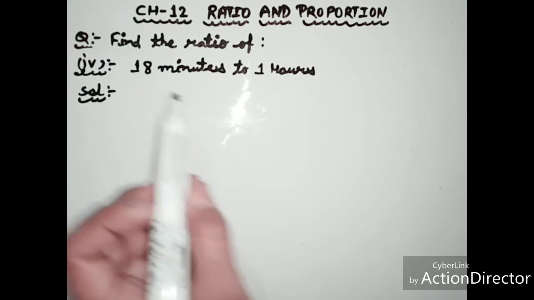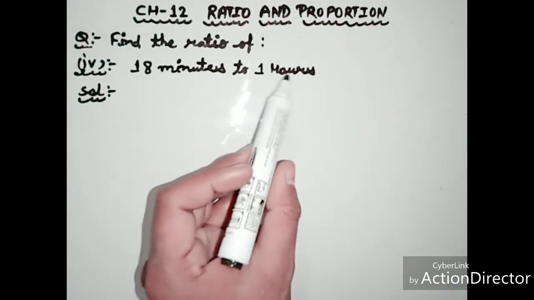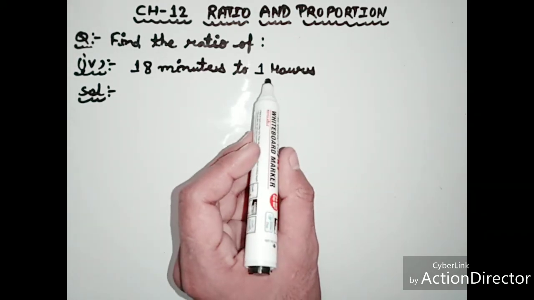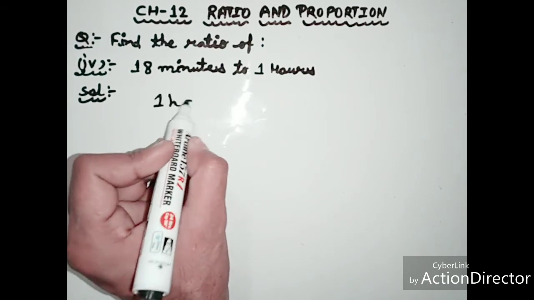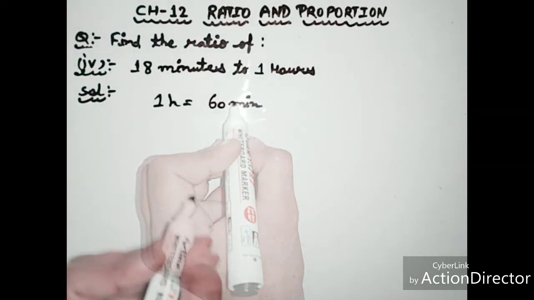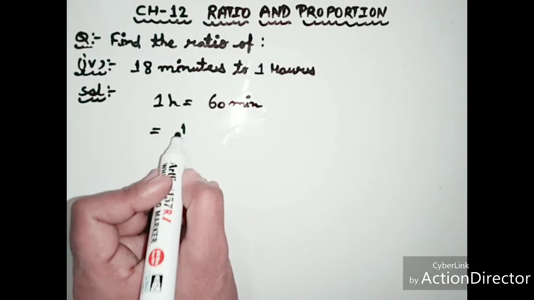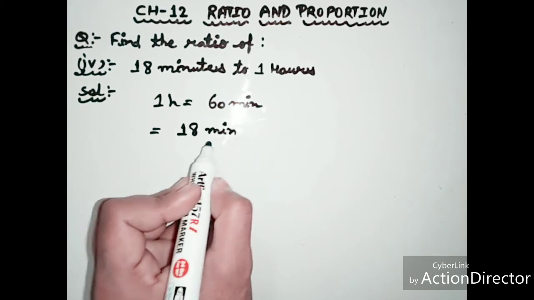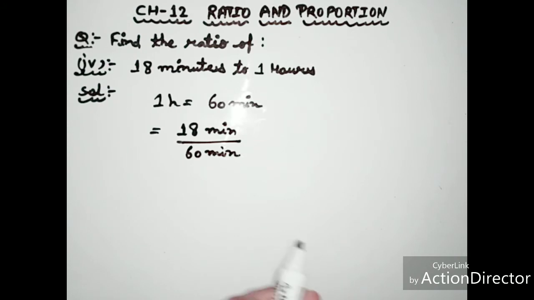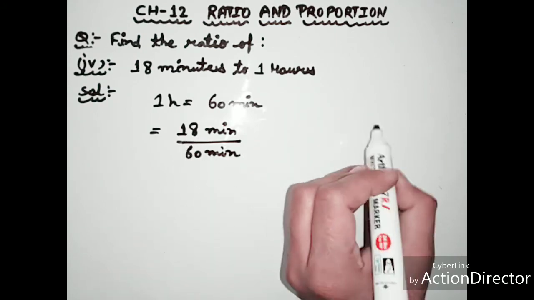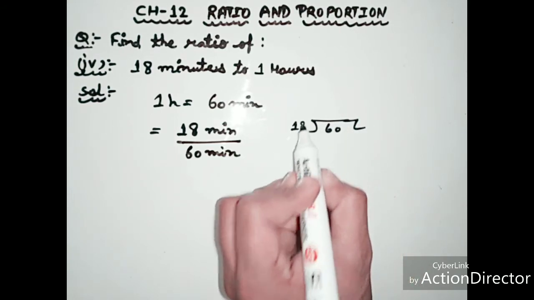Now example number 4, 18 minutes to 1 hour. Here we find the ratio of 18 minutes to 1 hour. So here first we change hours into minutes. How many minutes are in 1 hour? Now we write 18 minutes and 60 minutes in fraction form, 18 minutes upon 60 minutes. Now here first we find the HCF of these two numbers. First we divide 60 by 18.